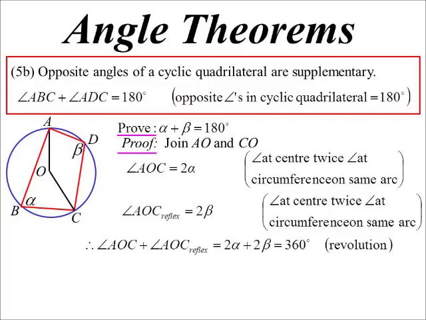But I know both of them are going to add up to be 360 because it'll be a revolution. So 2 alpha plus 2 beta is 360. Therefore, alpha plus beta is 180. And thus proving our result.